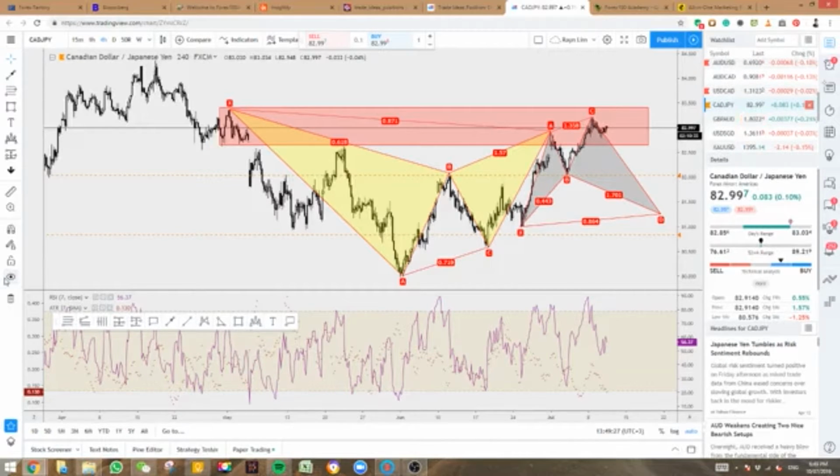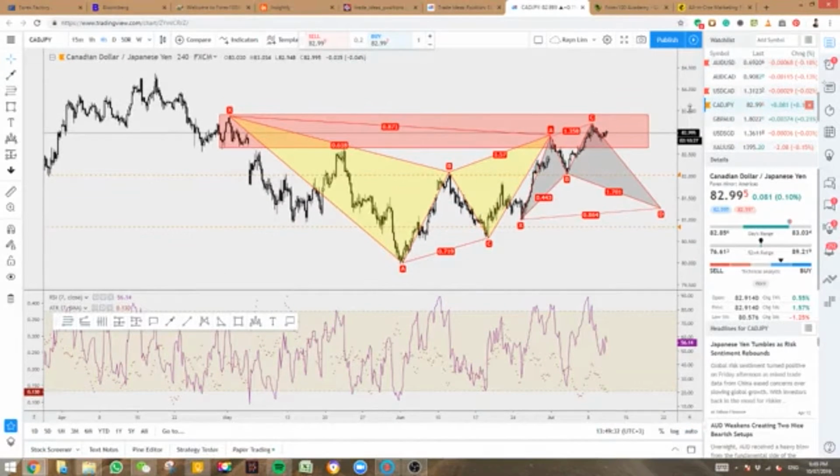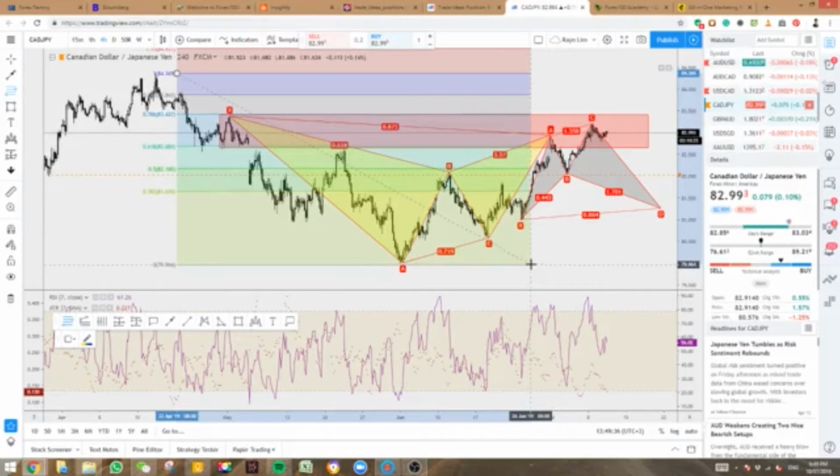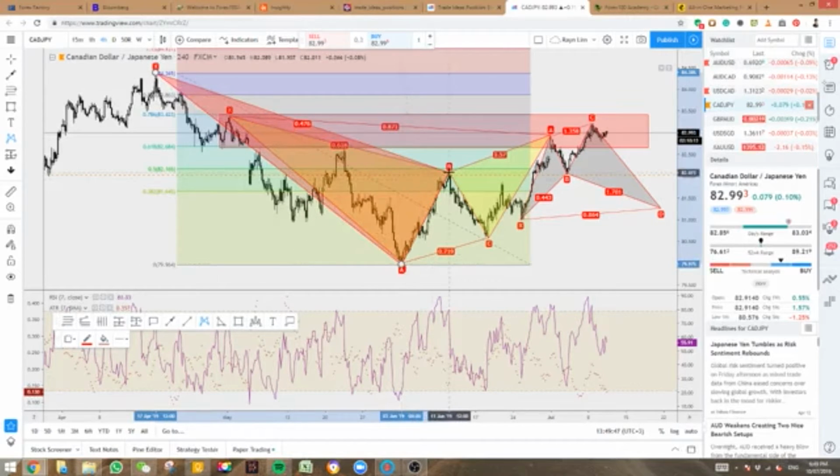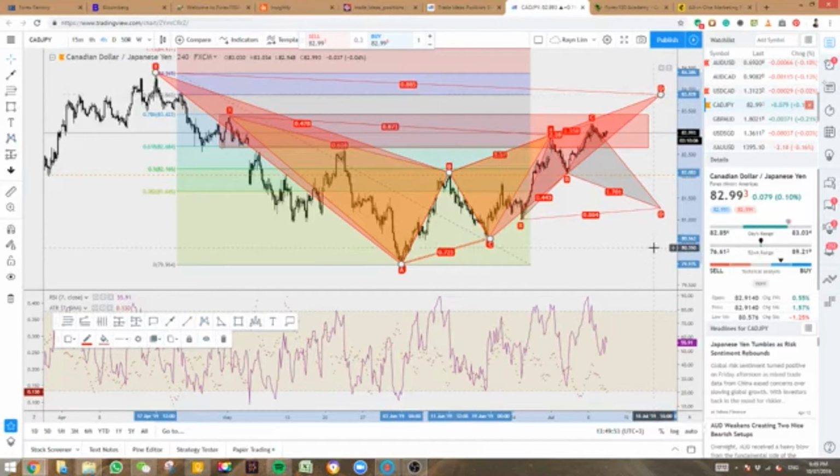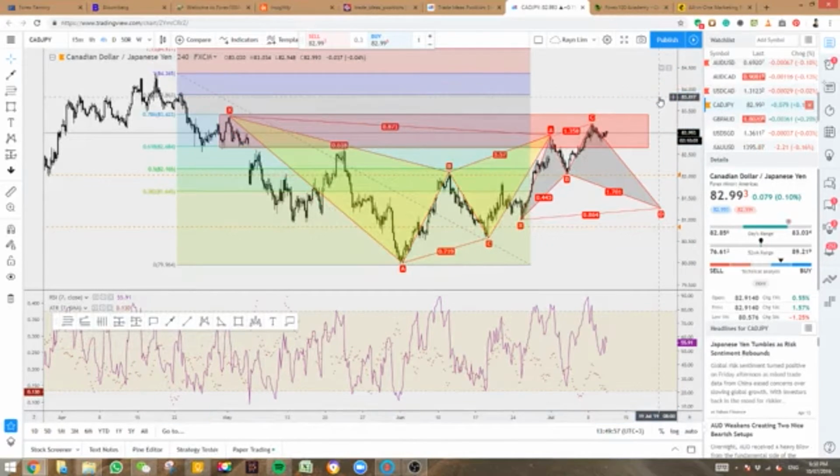Anything else over here? We might have something over here as well. Yep. Hope this doesn't confuse you. A bigger bat pattern. X to A to B, B C, CD completion 88.6. Alright. 83.87 selling opportunity. I'll ignore this for now first.